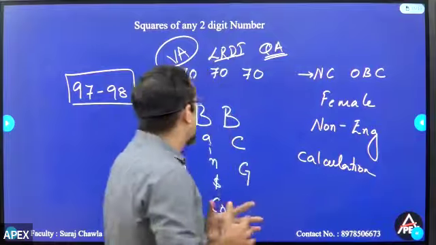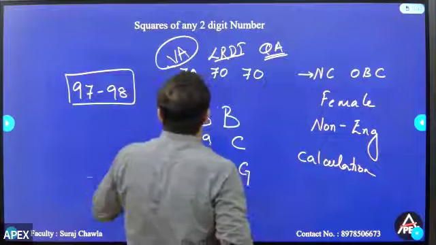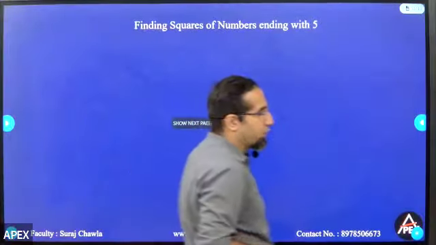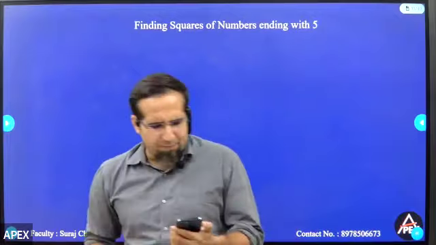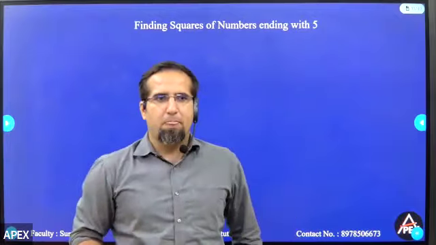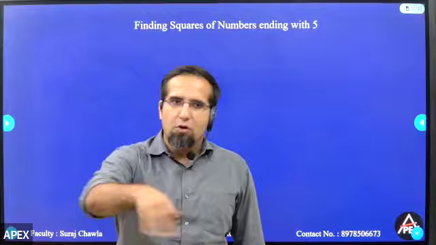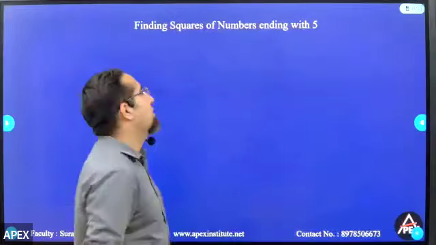Clear? Right? So squares of any 2-digit number is done. One last part for today's class: square of a number ending with 5. Very simple technique, okay? You can apply this logic also, but this is a further simplified shortcut.